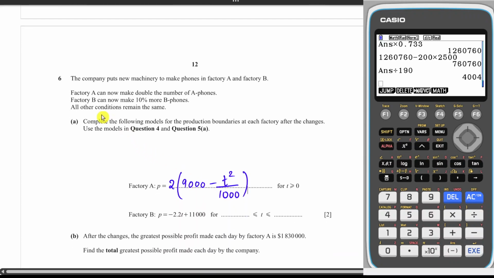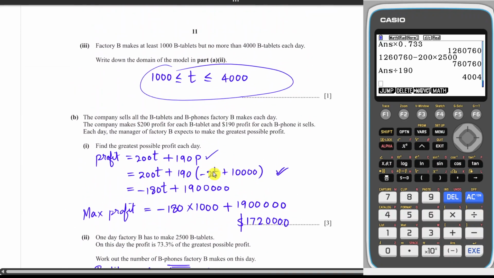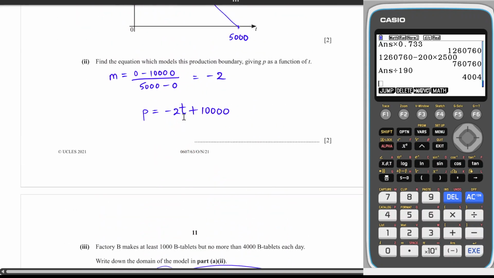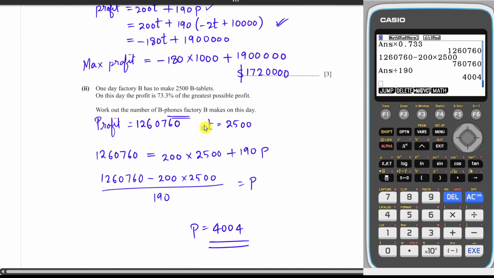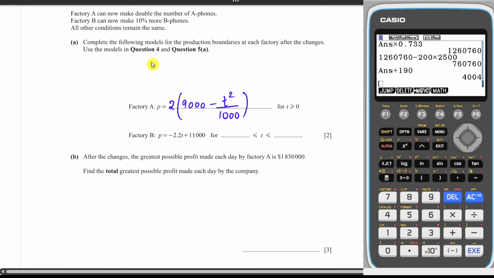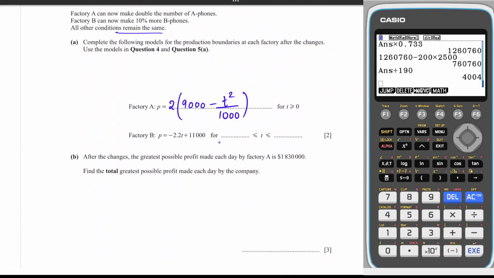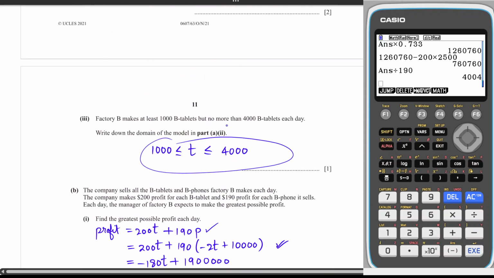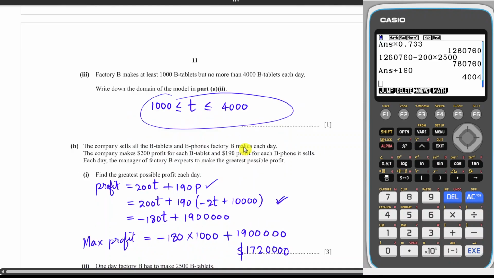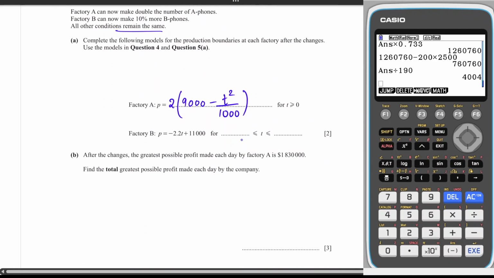Next, all other conditions remain the same. It can now make 10% more B phones. We can see that this is 10% more than what was there earlier. So our earlier condition was this. If I take 10% more, means into 1.1. Into 1.1 gives me this. Because all other conditions remain the same, this will not change. The domain of that will remain the same, that is 1000 to 4000.